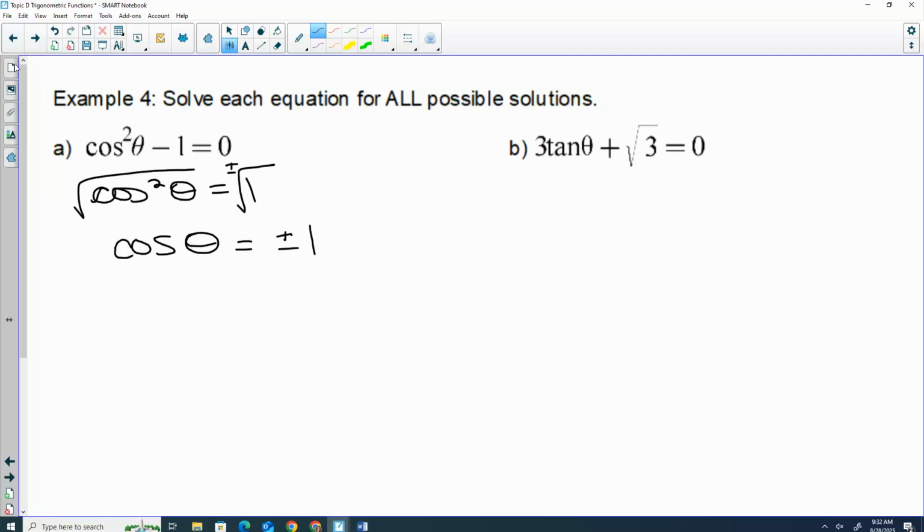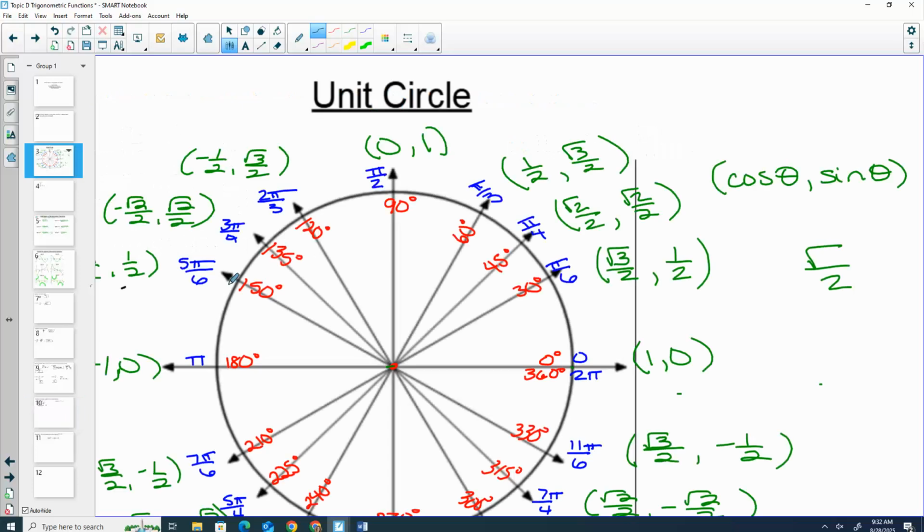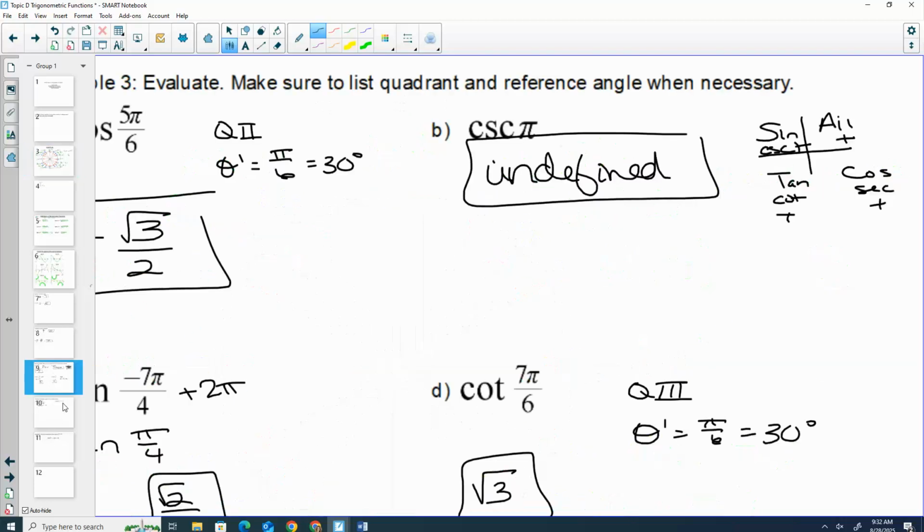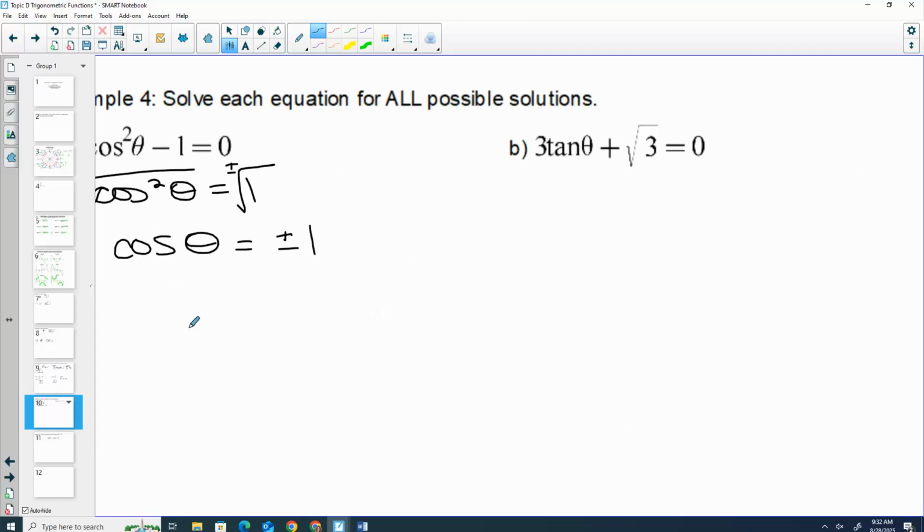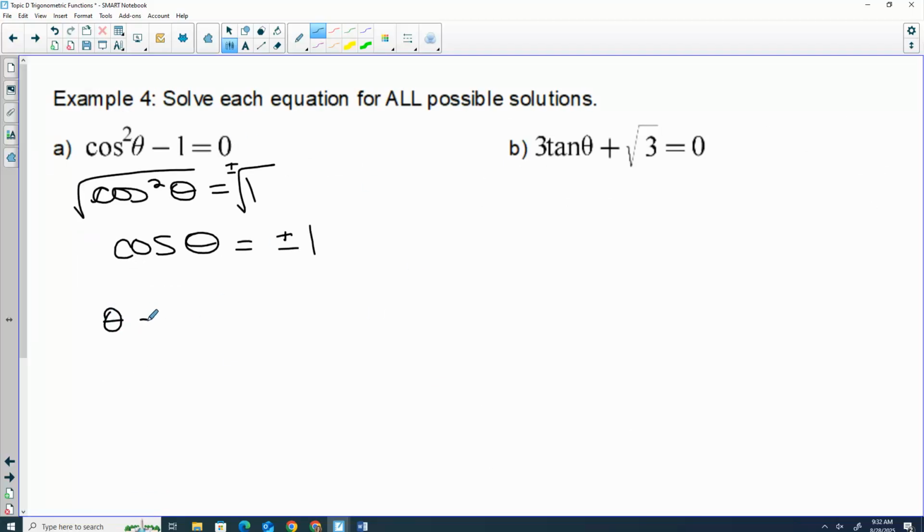You're welcome to look at your unit circle. Cosine is x. When is cosine 1? 0. When is it negative 1? Yeah, 180 in degrees. I didn't specify. Let's just do radians. So that's 0 radians or pi radians.